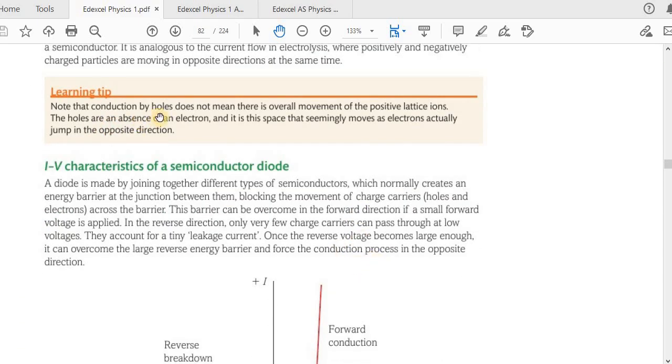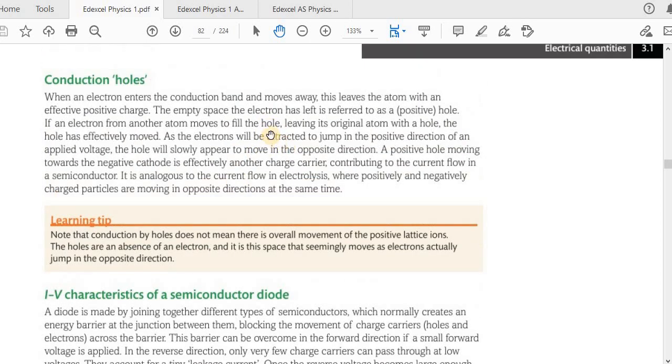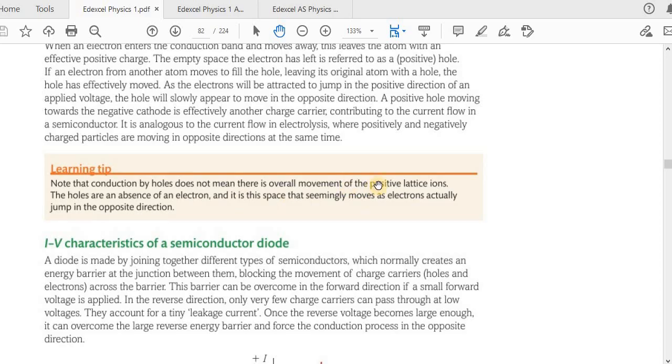Note that conduction by holes does not mean there is overall movement of the positive lattice ions. So positive charges don't move. But what happens is the electron is going from one place to the next place, so that's why there is a positive created from right to left. It's not the positive charge moving, but it is the electrons that are moving from left to right. We saw it here. So remember, the protons can't move. The positive ions can't move in a solid because they are fixed. But the electrons can move. So electrons, when they go from left to right, it's like a current flowing from right to left.